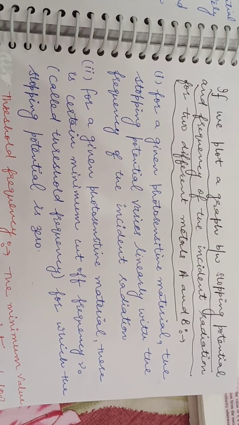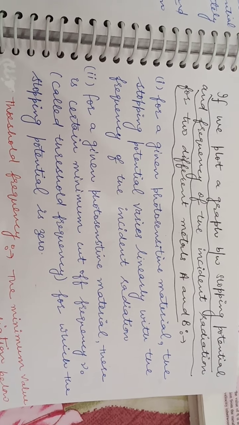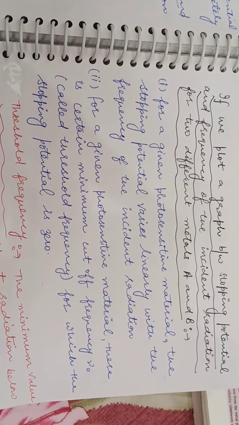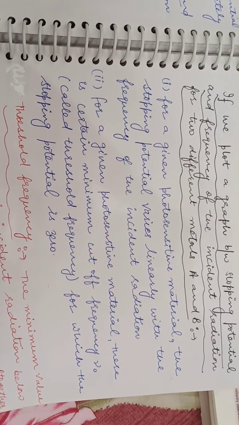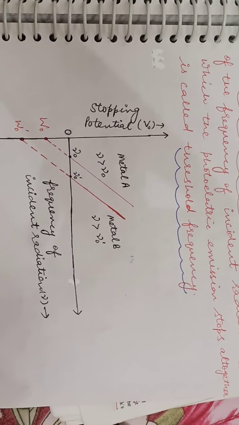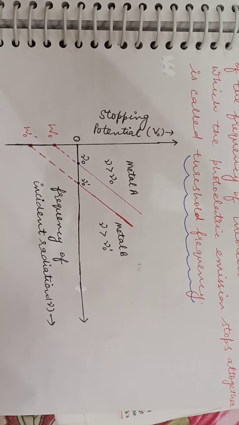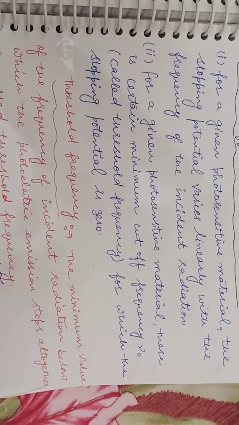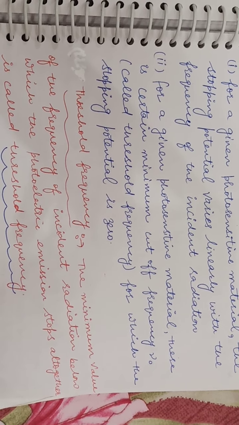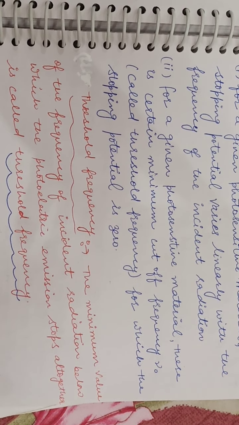Next, we plot a graph between stopping potential and frequency of incident radiation for two different metals A and B. First, for a given photosensitive material, the stopping potential varies linearly with the frequency of incident radiation. It is clear from this plot. Second point, for a given photosensitive material, there is a certain minimum cutoff frequency, called threshold frequency, for which stopping potential is 0.